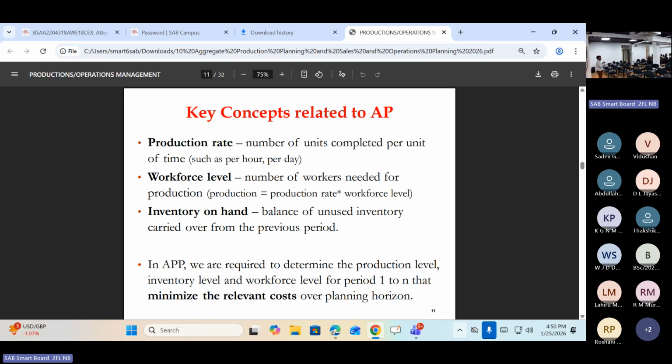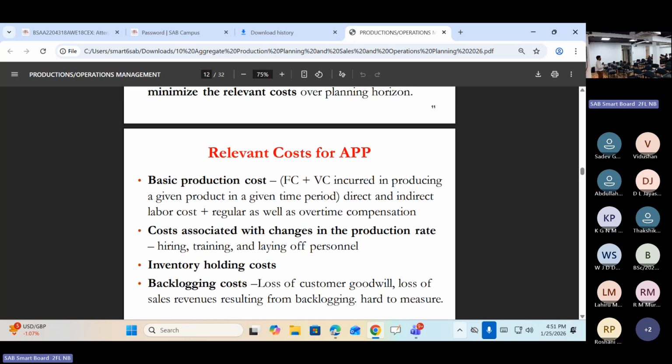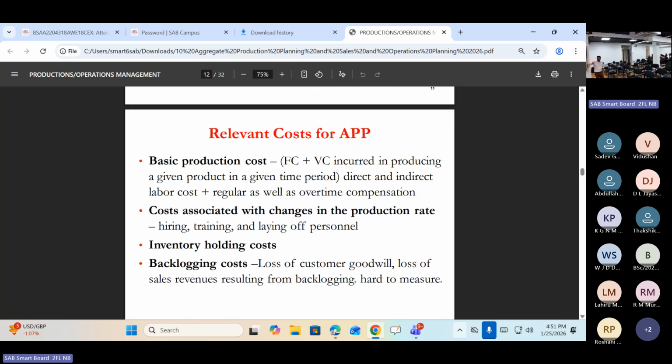What type of costs? There are various relevant costs for production planning. So I have introduced the main relevant costs for that. There are a few types, especially the production cost is relevant, right? Cost of production may vary when the production rates are different. That includes fixed and variable cost in producing a given product within a given period of time.